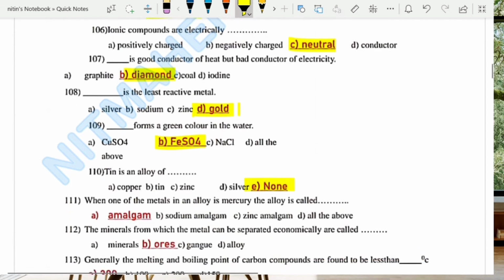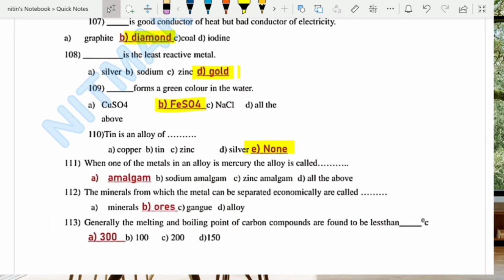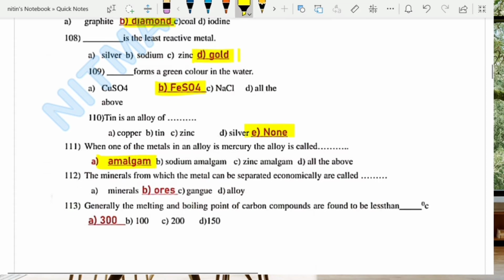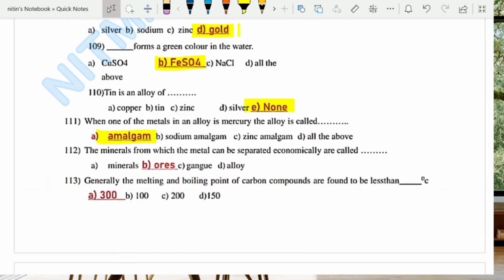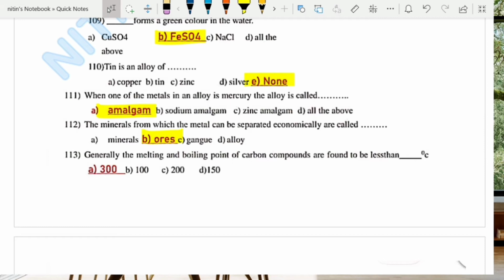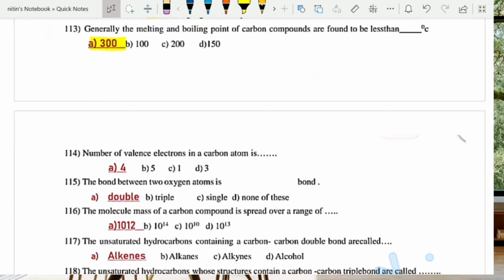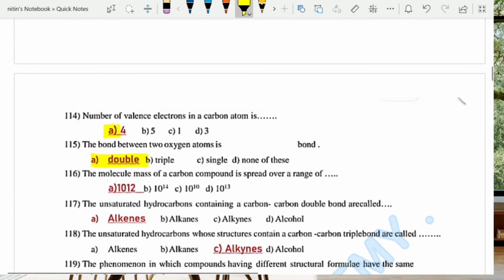Next, the metal that is an alloy is mercury. The following is alumina, the mineral from which the metal can be separated economically. Generally, the melting and boiling points of carbon compounds are found to be less than 300 degrees Celsius. The number of valences of carbon is 4. The bond between the two oxygen atoms is a double bond. The molecular mass of a carbon compound is spread over a range at 1012.